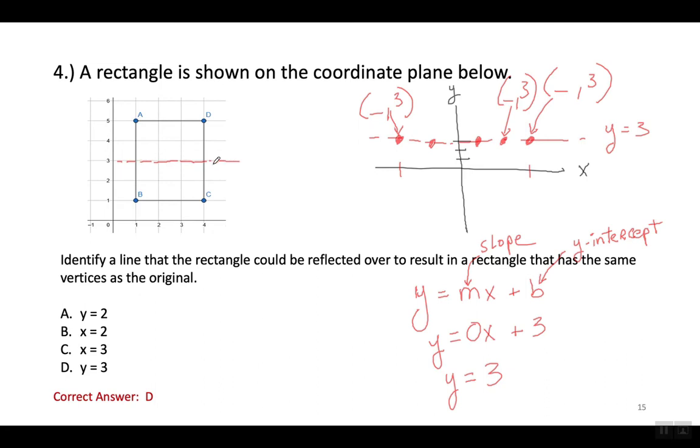Again, I try to disguise the question. Maybe you'll get one that's like this, or maybe you'll get one where the line is vertical. You need to be prepared for both. If it would have been a vertical line, the answer would have been x equals whatever number it lines up with here. Let's move on.